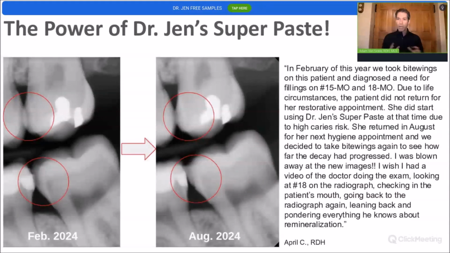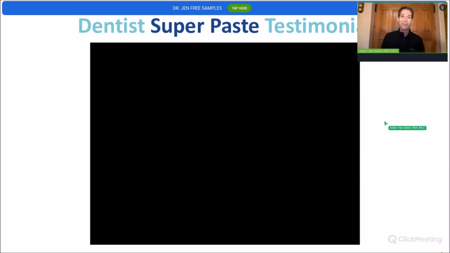2 minutes each time, spitting, not rinsing, making sure that she was following all of the protocols behind Dr. Jen's toothpaste. And when she came back for her recare appointment in August, they decided to take these x-rays again, these bite wings. And I'll just read the last portion of it here. She said, "I was blown away at the new images. I wish I had a video of the doctor doing the exam, looking at number 18 on the radiograph, checking in the patient's mouth, going back to the radiograph, leaning back and pondering everything he knows about remineralization." Super fun. I just love that image of the dentist just pondering everything he knows.